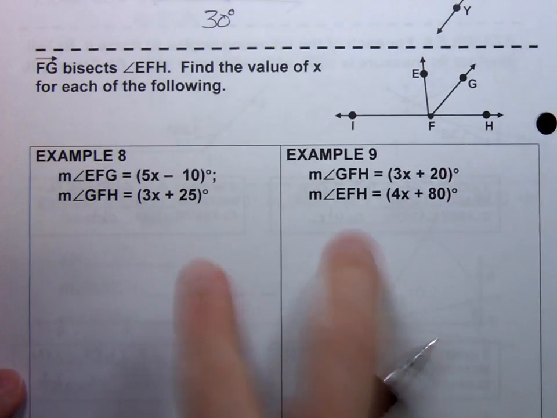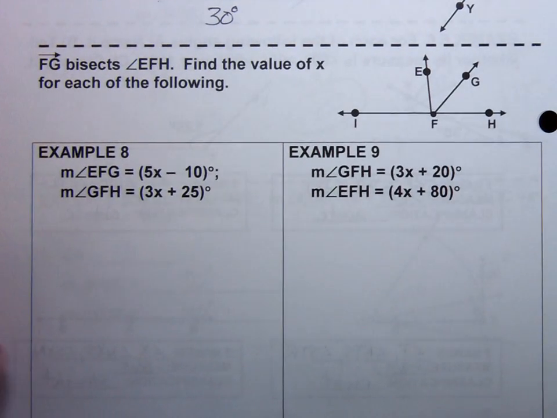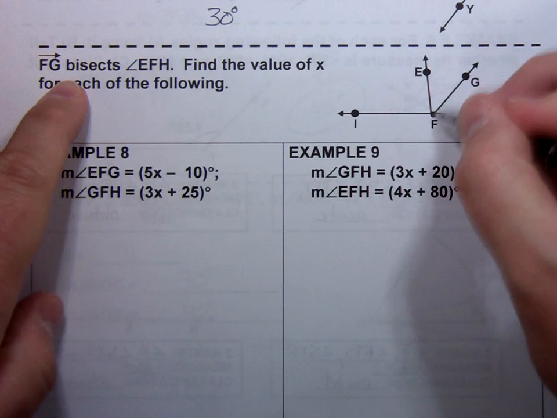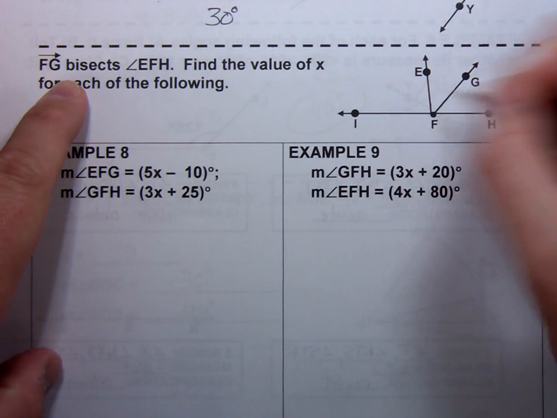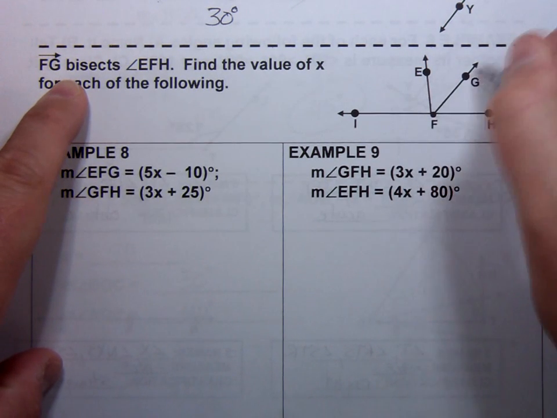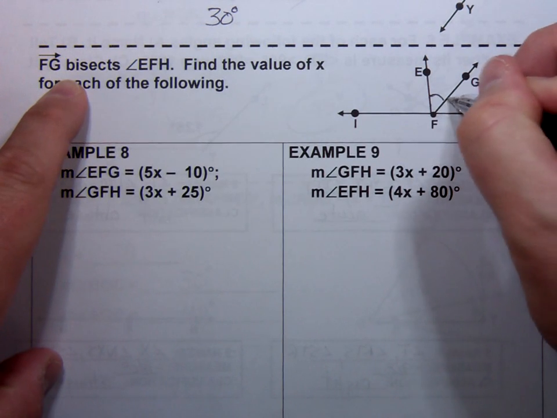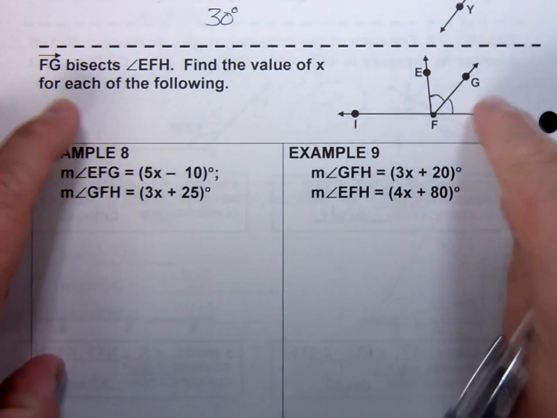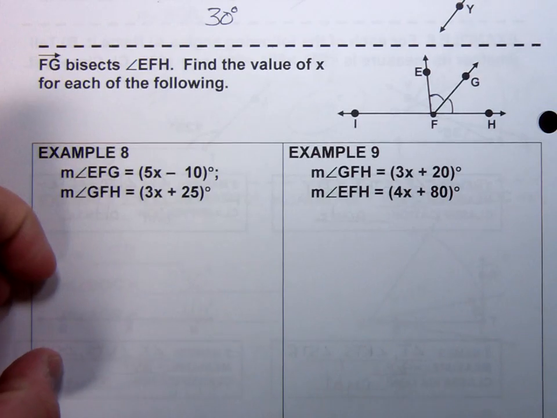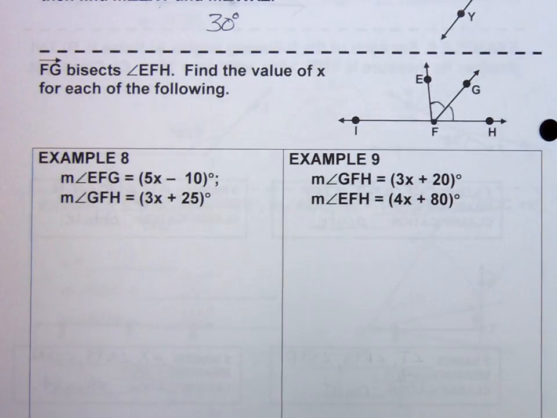All right, one more time, guys. We've got two examples we're going to use off of this picture. It tells us ray FG bisects angle EFH. It's taking this angle and splitting it right down the middle into two congruent halves. Now I'm using the same picture for two different problems, so I'm going to make sure I'm using pencil to label the rest of the picture.